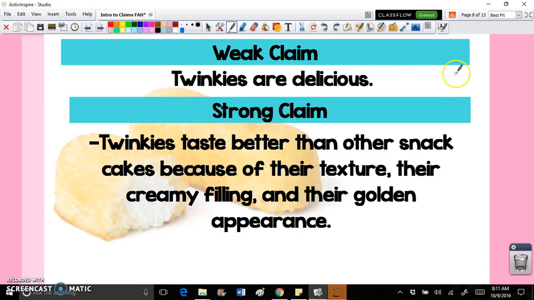All right, so a weak claim would be just something that very simply states an opinion, like saying Twinkies are delicious. A stronger claim would be something where you add on the reason. So Twinkies taste better than other snack cakes because of their texture, their creamy filling, and their golden appearance.